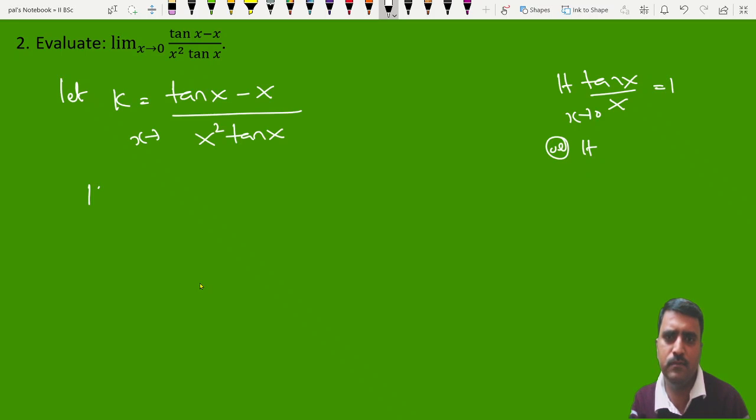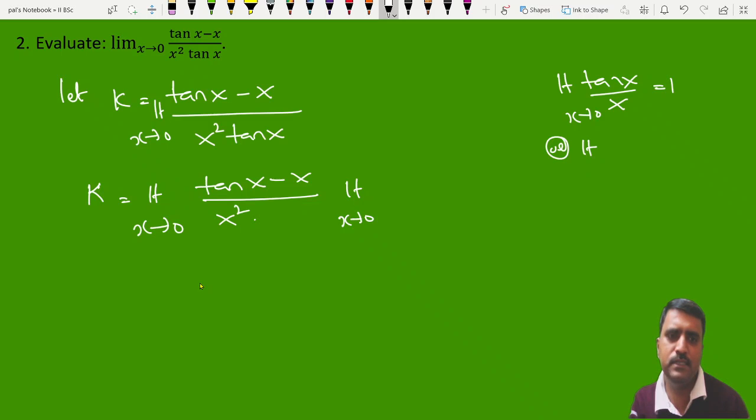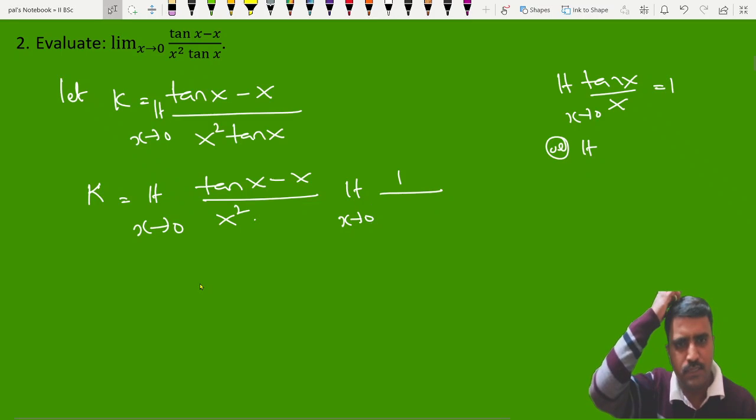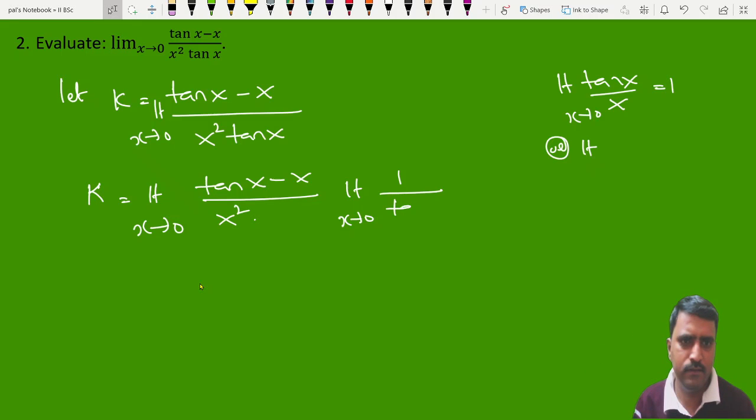K is equal to limit x tends to 0. You take this, tan x minus x by x square, into limit x tends to 0, this is 1 by, here you do one thing. Tan x is there already here. So for this, in the denominator you take 1 tan x. If you are adding x here, you have to add one more x here, because if x cancels, then tan x comes again. So multiply and divide by x in the denominator.